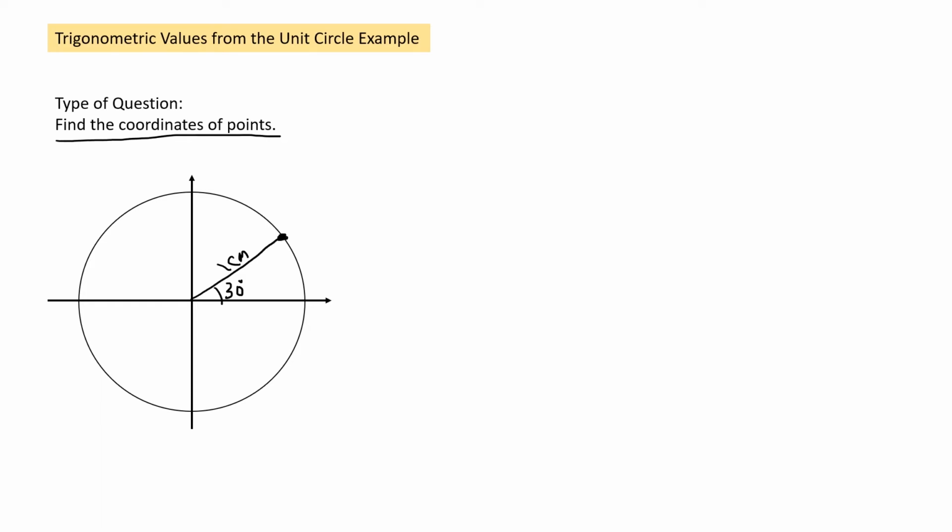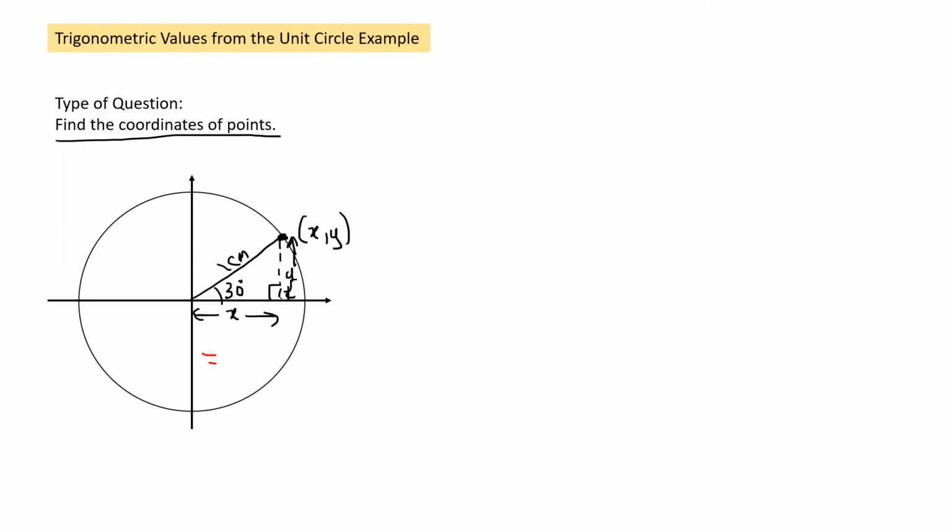In order to find the coordinates of this point, let's say this is x comma y. Let me draw a right angle triangle. This is going to be x, and the height is going to be y. As you know from the trigonometric ratios, x is the adjacent of this right angle triangle, y is the opposite. Adjacent means x equals 1, the hypotenuse, times cos 30.